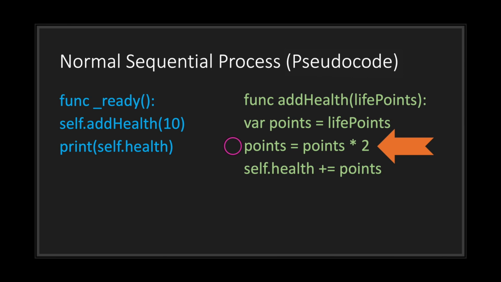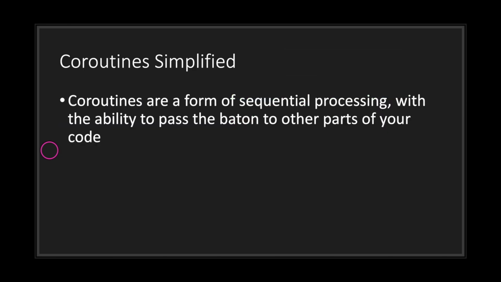We then go to the next line in the code. We run that. Then we move on to the next line of code. We run that. And when we finish running all the code in our function, we go back to our function ready and we go ahead and print the value of our health. Now that's basically sequential processing in a nutshell.